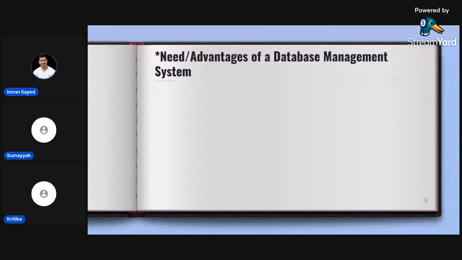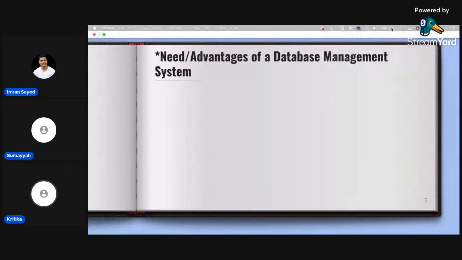So data integrity, which means the data must be constraints need to be enforced to ensure data is consistent and not duplicates also. Your voice is breaking. Yeah, it's my internet actually. Is it fine now? Can you manage? No, it's good now. Okay.